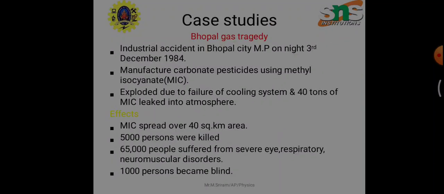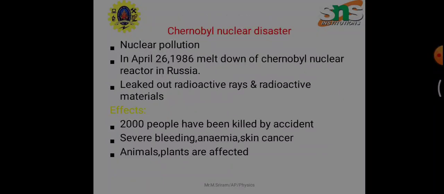And this is the Bhopal gas tragedy. That accident happened in Bhopal city, Madhya Pradesh. On the night of 3rd December 1984, a tank exploded due to the failure of the cooling system, and 40 tons of MIC leaked into the atmosphere. And these are the effects of MIC: it spread over a 40 square kilometer area, and 5,000 persons were killed, and 65,000 people suffered from respiratory and neuromuscular disorders, and 1,000 people became blind. Thank you.